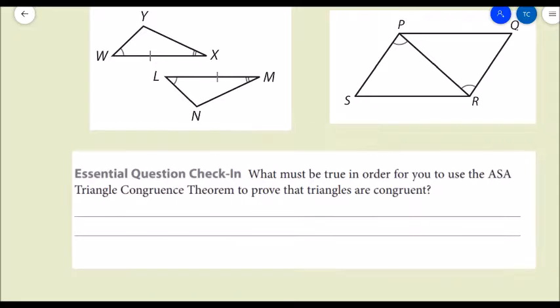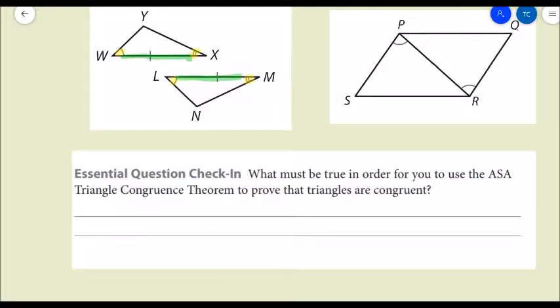All right, so we're going to check in with that essential question. What must be true in order for you to use the ASA Triangle Congruence theorem to prove the triangles are congruent? Well, what you have to do is you got to have those two angles and their included side that are congruent. So in this case, you got to make sure that W and L are congruent, and they are. X and M are congruent, and they are, and their included side.